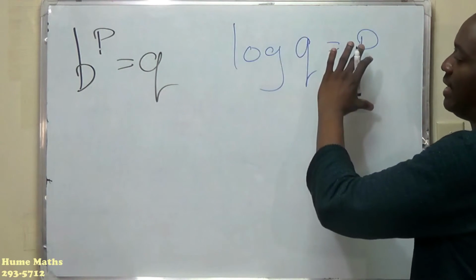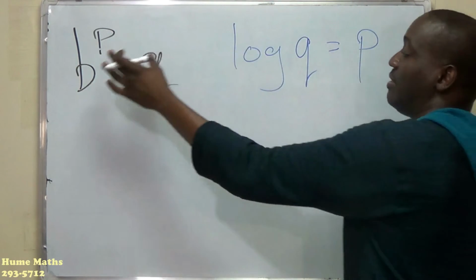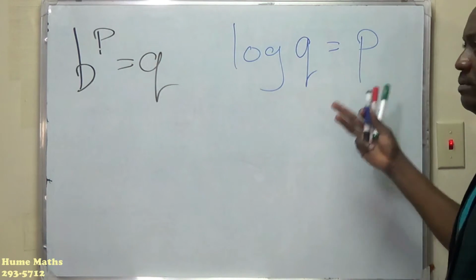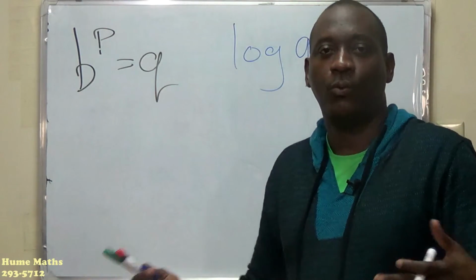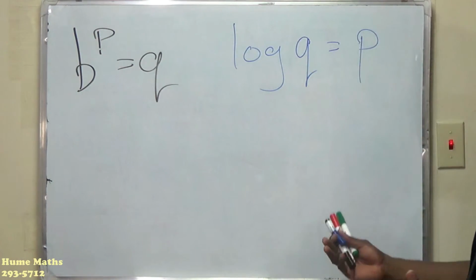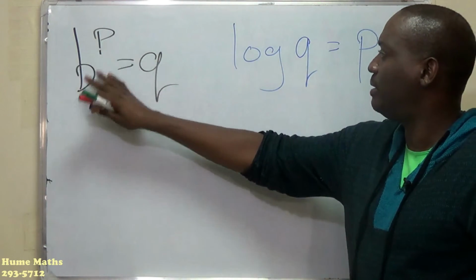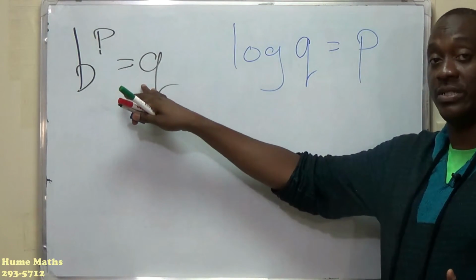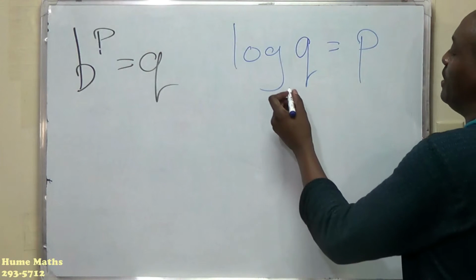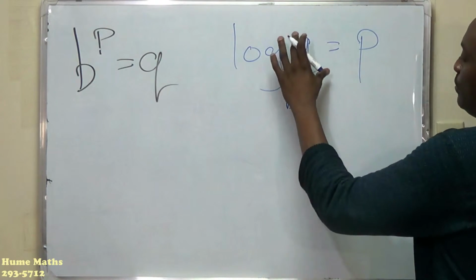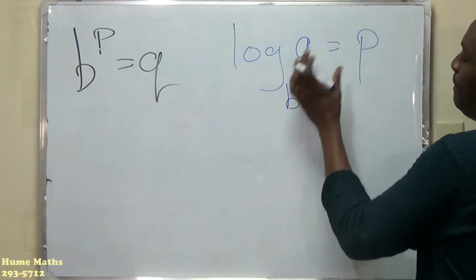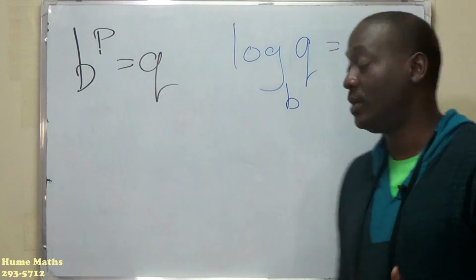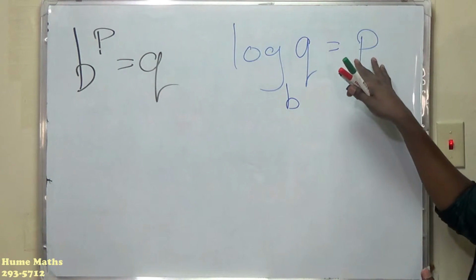But then this is meaningless if we don't give consideration to the base. In other words, the log of the quotient is the power, but where did the power come from? The power was simply the amount that we multiply the base by itself. So in other words, we raise the base by a particular power to get the quotient. So what we do is we put the base at the bottom here. So the log of Q is equal to P, but it's not just the log of Q in isolation. The log of Q to the base of B is equal to P.